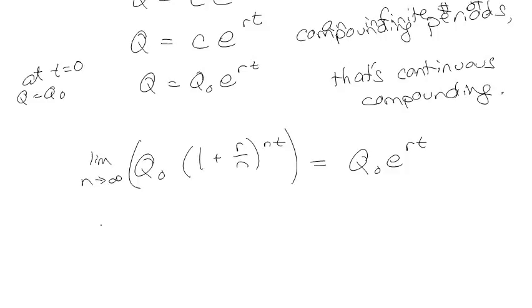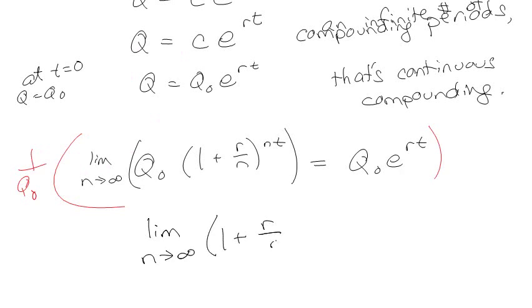So I'm going to just go ahead and work here on the left. If I want to, I can pull the q out, right? I can pull the q naught out on the left, because it's just a constant. I can divide both sides by q naught, and that's not affected by the limit. But basically what I get is that the limit as n approaches infinity of 1 plus r over n, to the nt, is equal to e to the rt, like that, which is kind of cool.